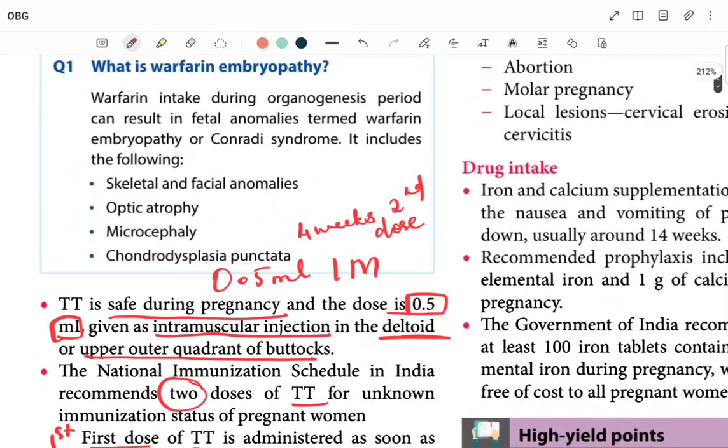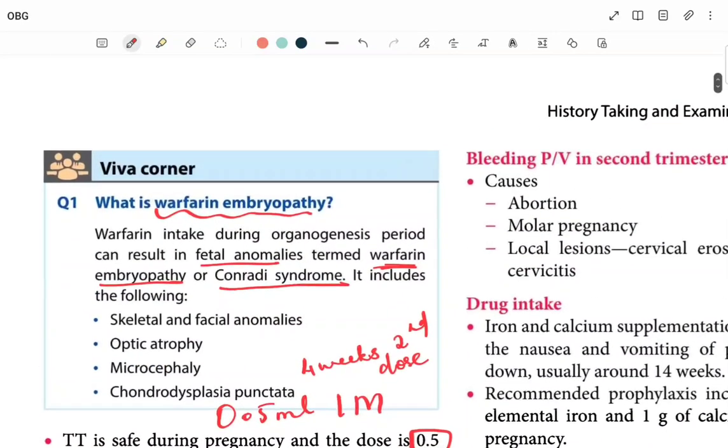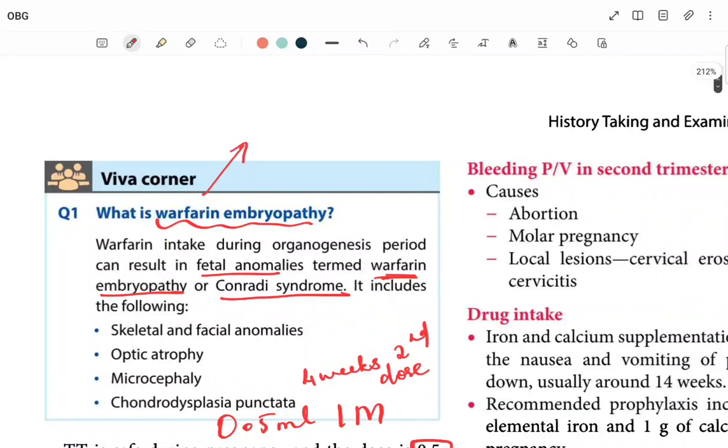So what is warfarin embryopathy, guys? Warfarin intake during the organogenesis period can result in fetal anomalies termed warfarin embryopathy or Conradi syndrome. Very important. Warfarin embryopathy is otherwise known as Conradi syndrome. So what does this Conradi syndrome comprise of?